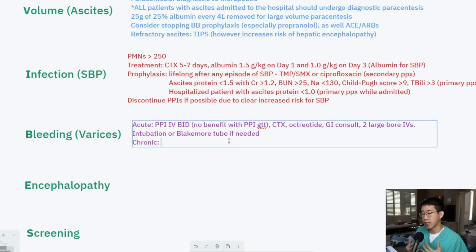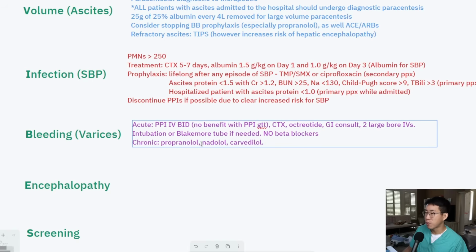On the chronic side of things, it's all about beta blockers, which is basically going to reduce the risk of the varices from rupturing. And so one thing that's very important is do not start beta blockers in the acute GI bleed situation. This is going to be something that's more for the chronic management. And so our options here are propranolol, nadolol, and carvedilol.